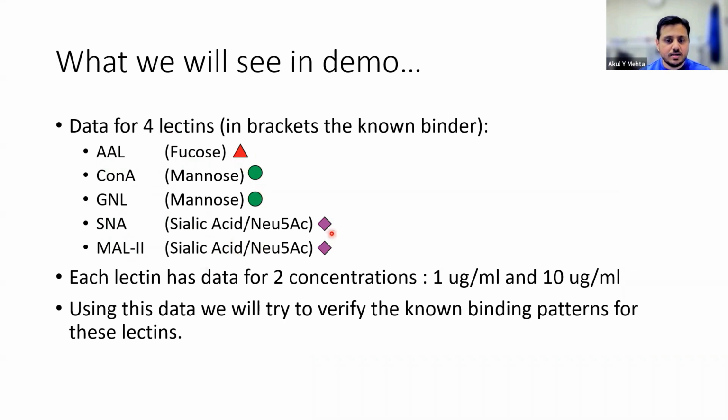These are the symbol nomenclature for glycans for these specific monosaccharides. So it just makes it easier to correlate the glycan names with the structures, and the symbols help in that. And then each lectin has data for 2 concentrations, at 1 microgram per ml and 10 microgram per ml. And using this data, we will try to verify the known binding patterns for these lectins and see if we can dig in deeper for the data for these lectins.